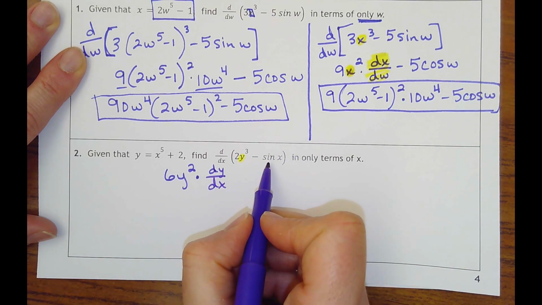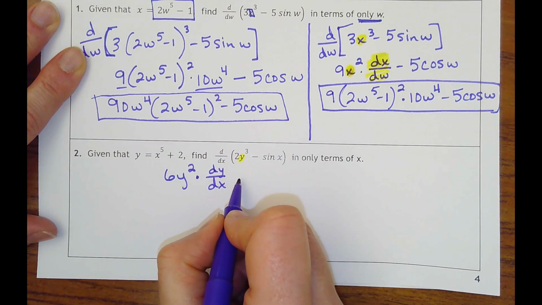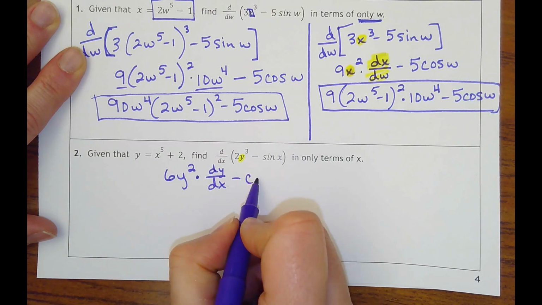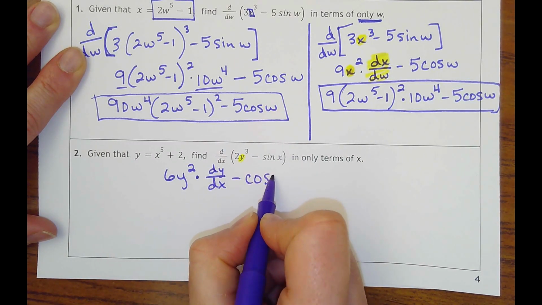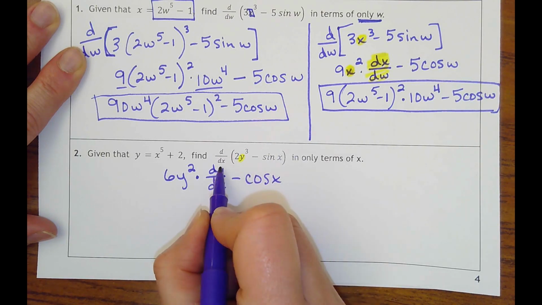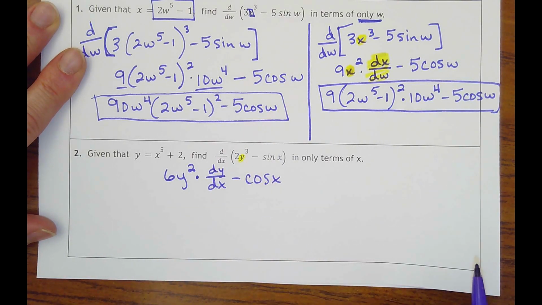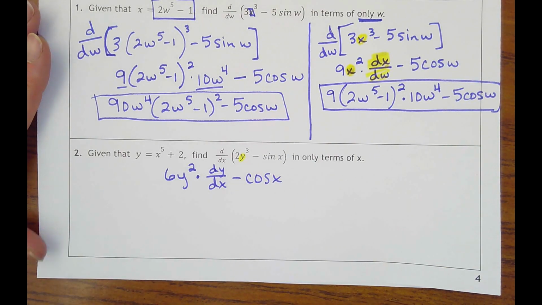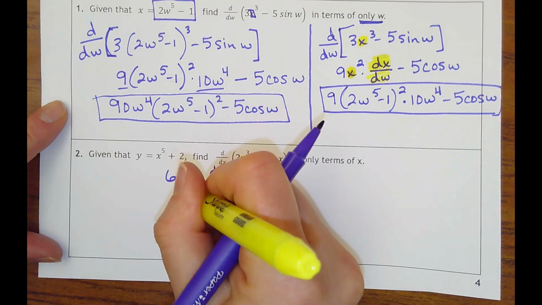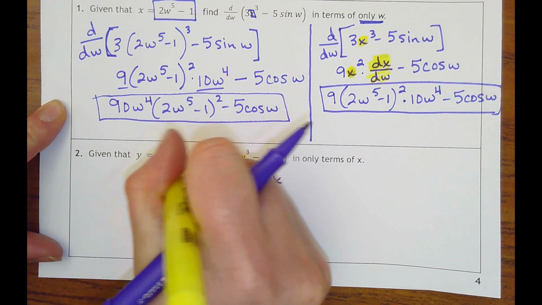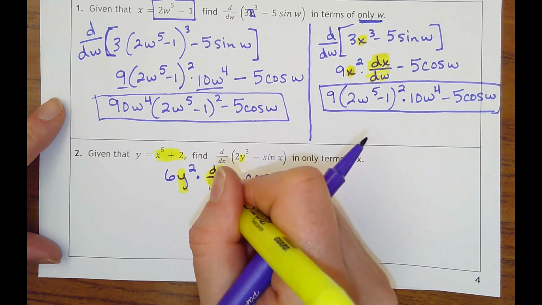And then derivative of sine is cosine. So it would be minus cosine of x. Nothing special with the x because it was in with respect to x. And so then I need to do two things. I need to replace y with this. And I need to find the derivative of this.